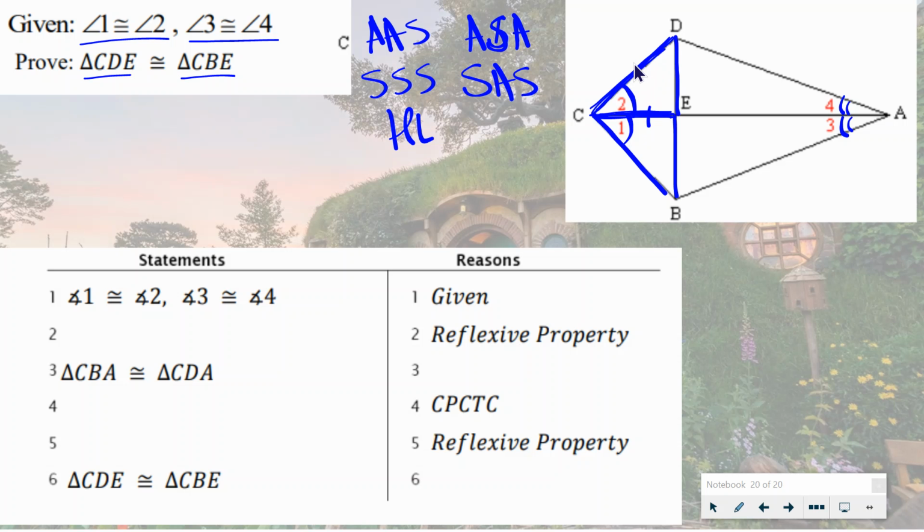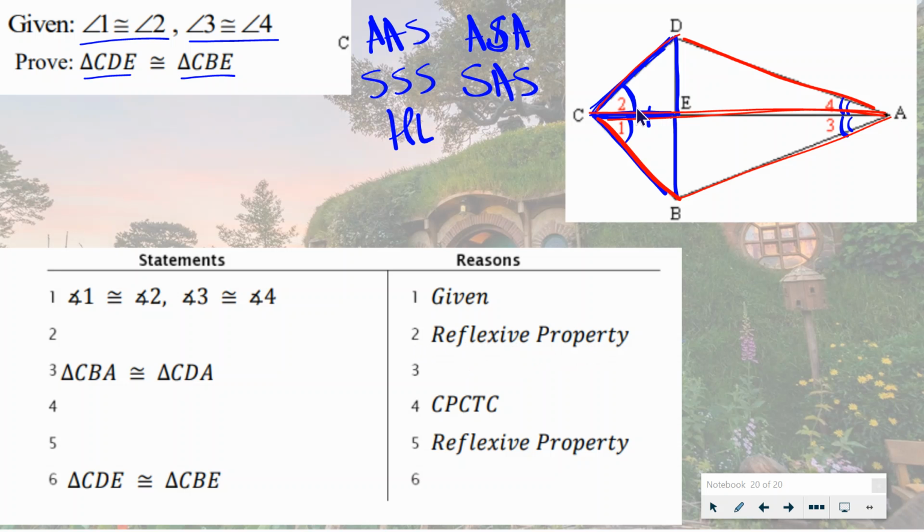So let's see, really, since this is a fill in the blank, let's see where this proof is going. This is saying that CBA is congruent to CDA. So those 2 triangles are congruent. We want to get to that statement. At some point we're using the reflexive property here.